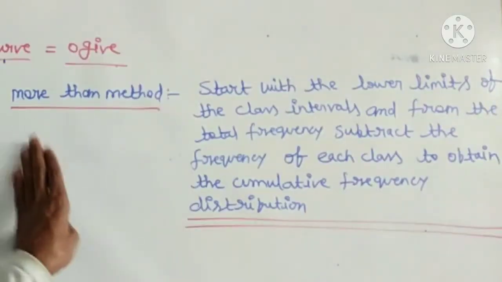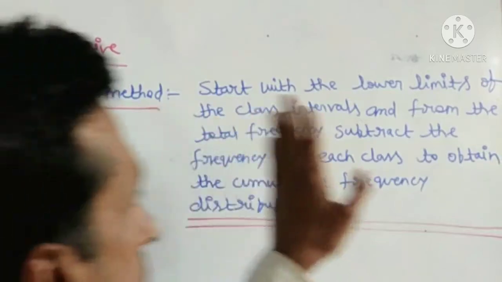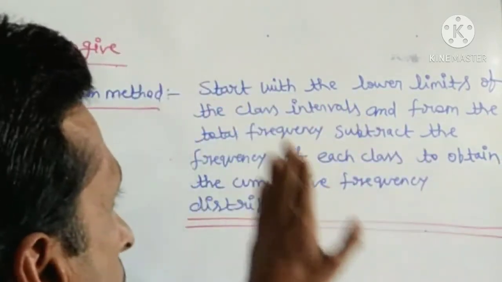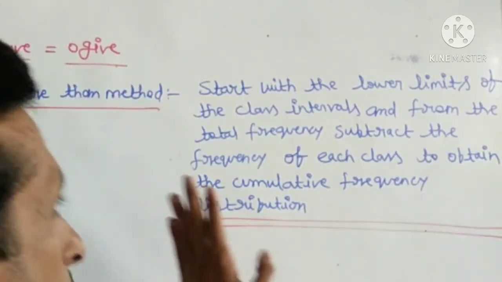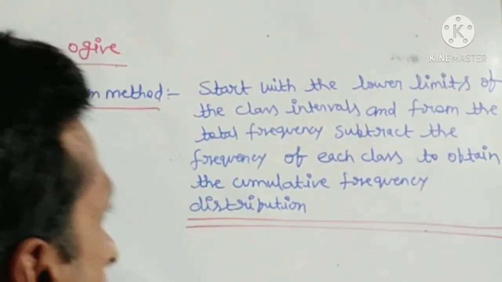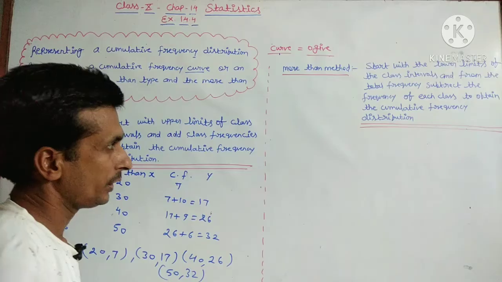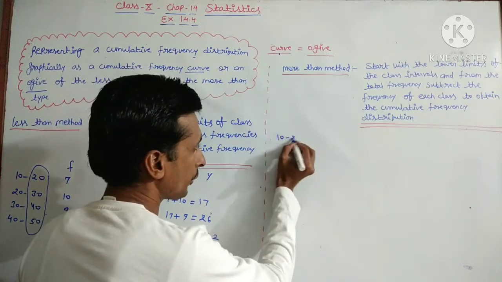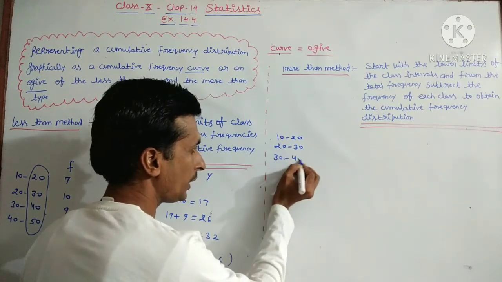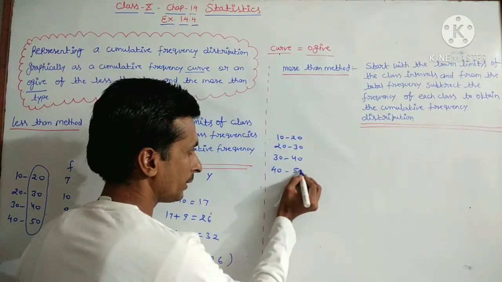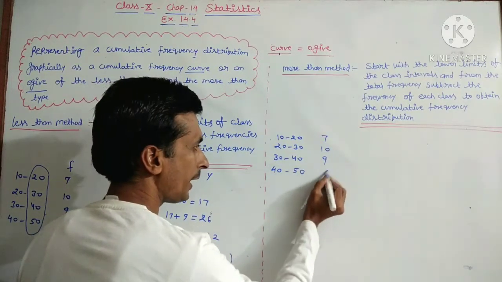Okay, here it is the more than method. In the more than method, it is written: start with the lower limit of the class interval and from the total frequency subtract the frequency of each class to obtain the cumulative frequency distribution. To understand, take the example 10 to 20, 20 to 30, 30 to 40 and 40 to 50, similar, and here the frequencies are 7, 10, 9 and 6.